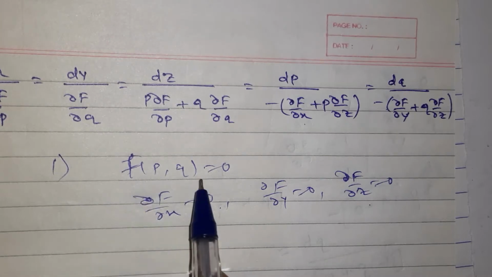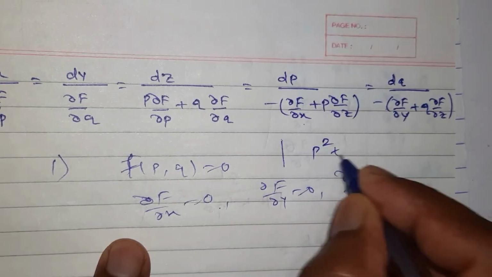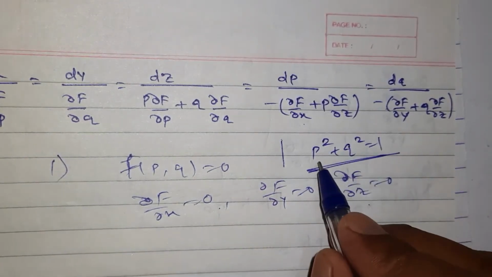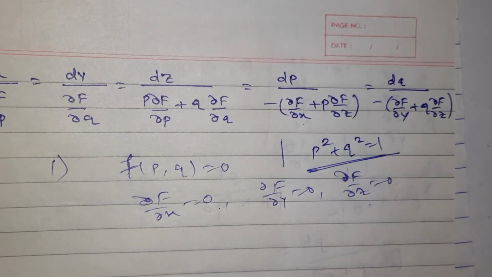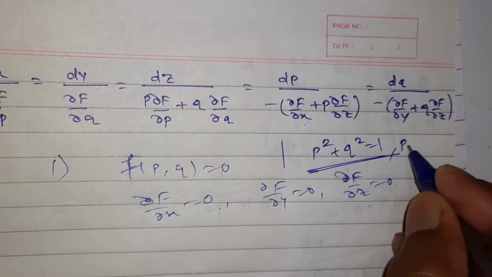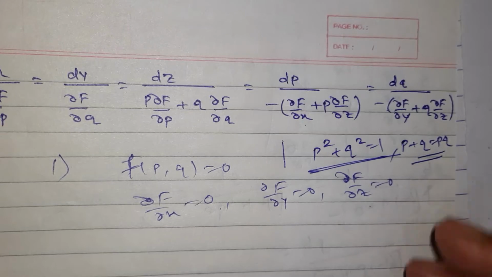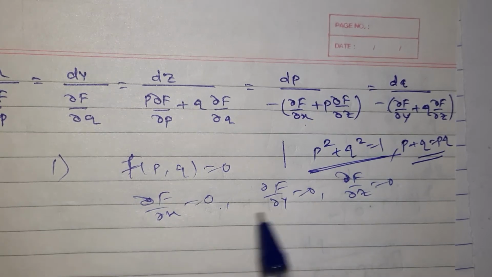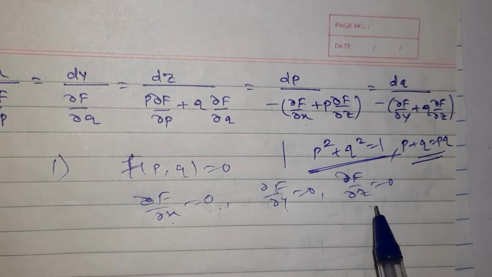If the equation is f(p,q) equal to 0, I take an example here. Suppose p squared plus q squared is equal to 1. This is our equation. You can see only p and q are there. So f(p,q) equal to 0. A constant term we can take, no problem. Or p plus q is equal to pq. So only p and q are there. There is no x, no y, no z. If there is no x, y, z, it means I get all 3 derivatives 0. Which are the 3 derivatives 0 I get? ∂f/∂x, ∂f/∂y and ∂f/∂z.